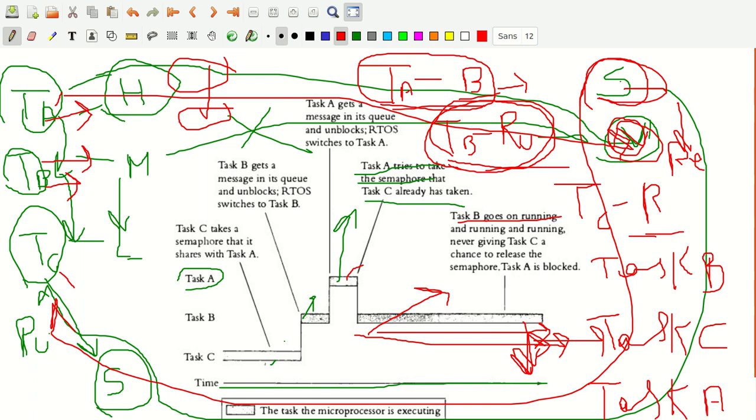You can just observe here. Though task A is having high priority, it has to wait for the low priority task B as well as the least priority task C for completion, then only task A will be completed. So this is what is priority inversion. Of course, it's written here. Task B goes on running and running, never giving task C a chance to release the semaphore. Task A is blocked. So after task B completes, task C, which was holding the semaphore, gets a chance to release it. After task C releases the semaphore, then task A is taken.